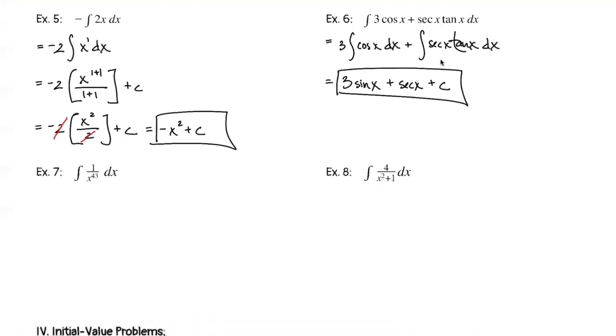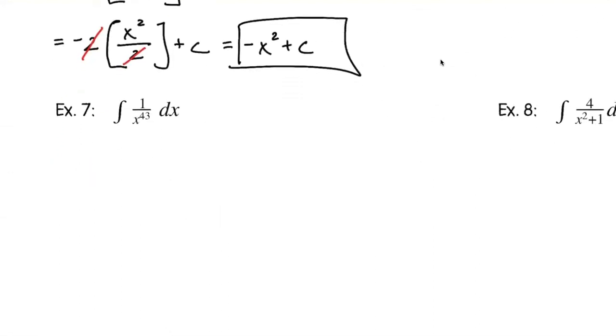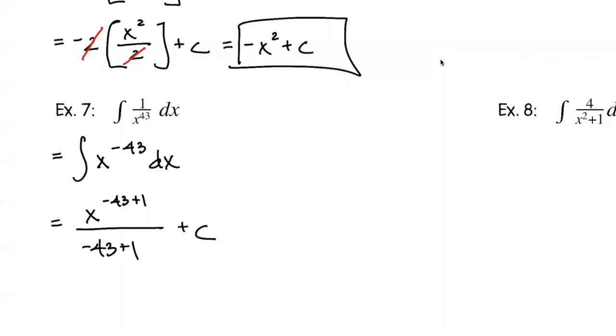Okay. We got 2 last examples here of just computing, and then we'll do an example of something where we actually find the plus c. Okay. So example 7. Looks like I could use the power rule, but just like with derivatives, I better write that without a fraction. Okay, so I need to see x to some power and not in the denominator. Now I can use the power rule. X to the negative 43 plus 1 over negative 43 plus 1 plus c.